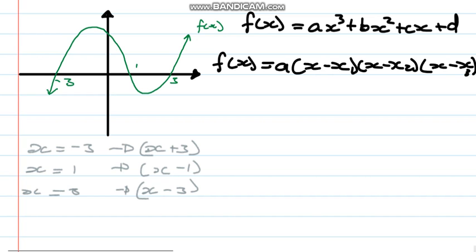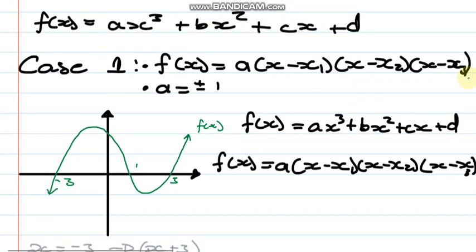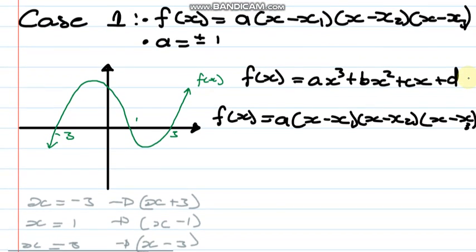Now, remember this first case assumes that a is either 1 or negative 1. Based on the graph, what would we say a is? We would say that a is 1. Why? Because this is an increasing function. For an increasing function, a is 1.